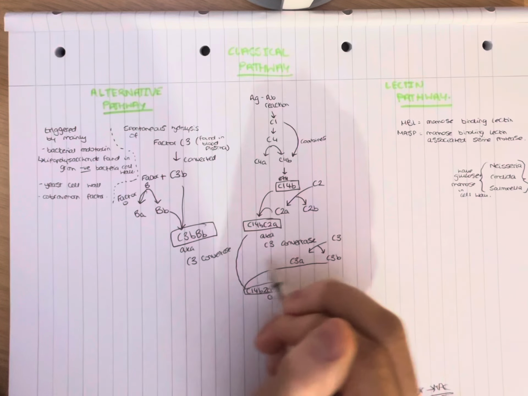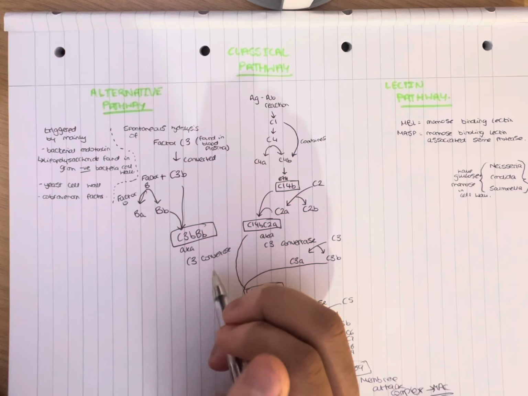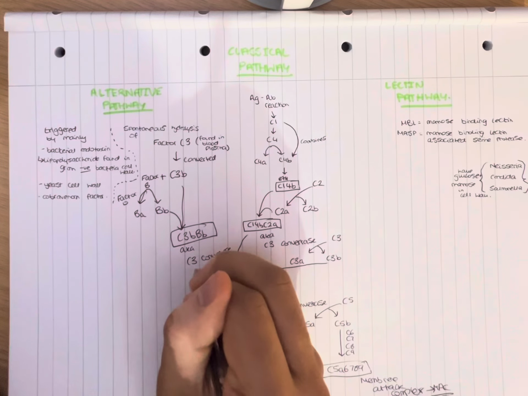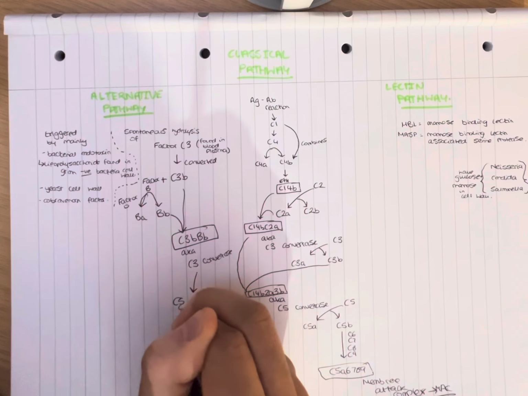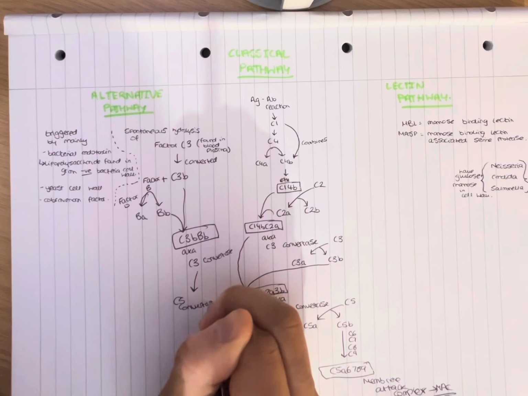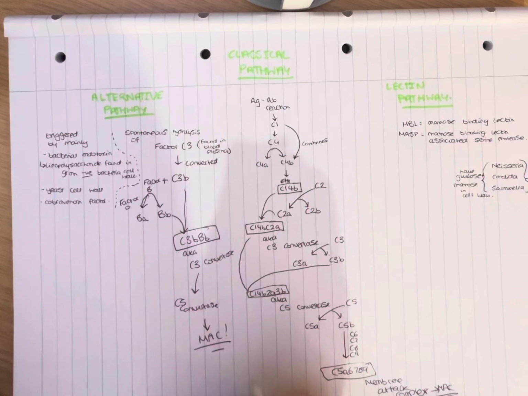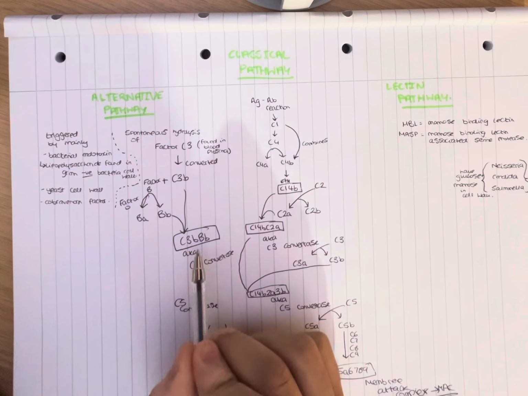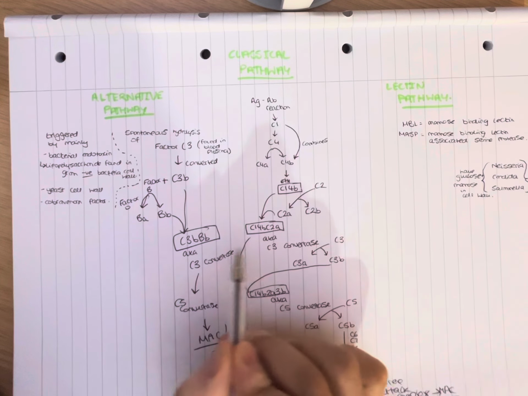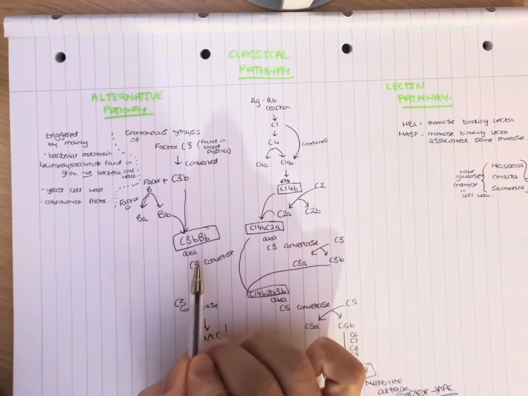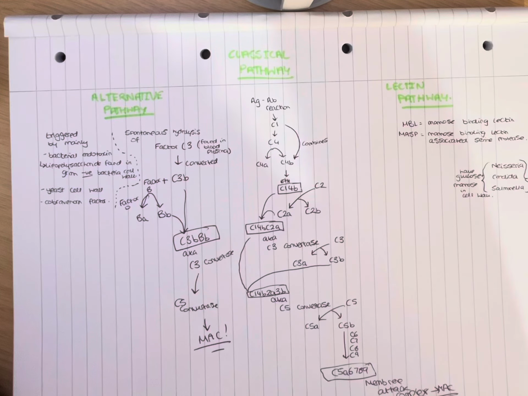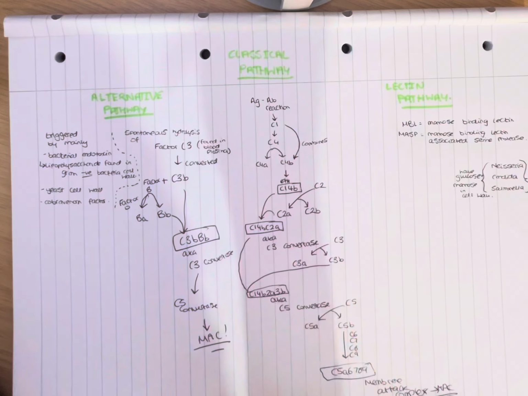Yeah, that's more or less the same part. So C3 convertase, and then this will go forward to C5 convertase, and then finally into our membrane attack complex. Now, the structure is a tiny bit different from the other one. However, this would also be C3 convertase, and the role is the same, and the pathway after that would be the same as well.